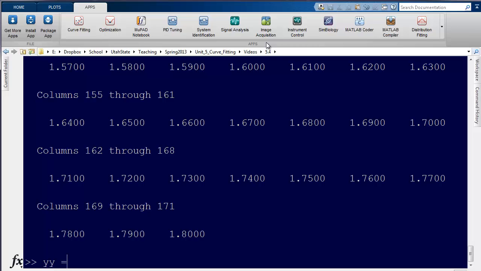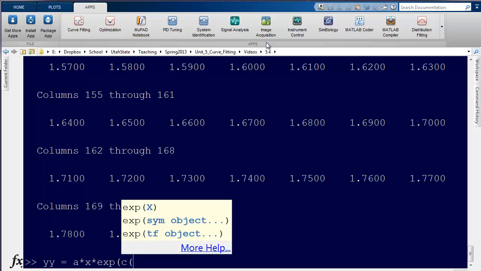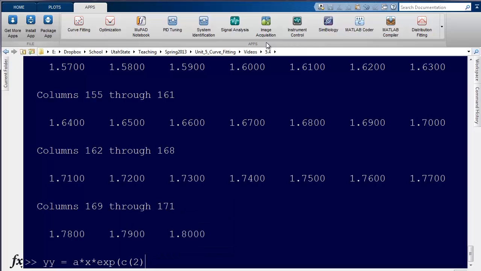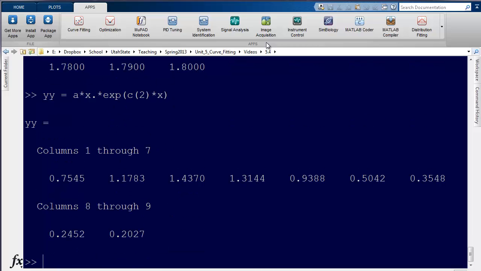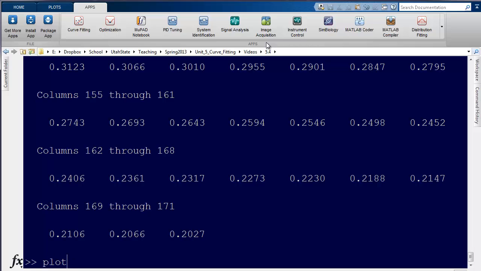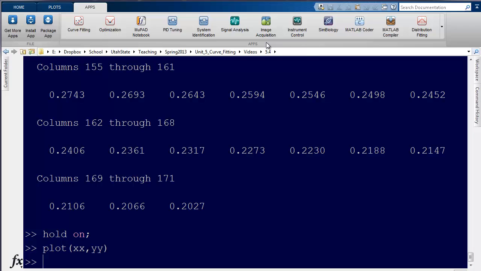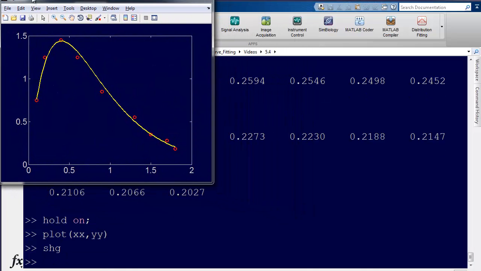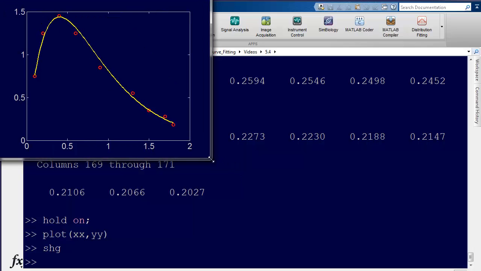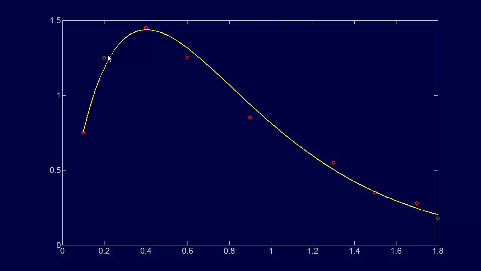And then we're going to say yy equals, and then we're just going to put in our equation, a times x times e to the b, which is c2. I didn't specify any different. c2 times x. And we have to do a dot multiply here, by xx, because we want all the points. Let's hold on, plot xx, yy. Okay, so here's our plot that we came up with, and it looks pretty good. It doesn't look too bad.